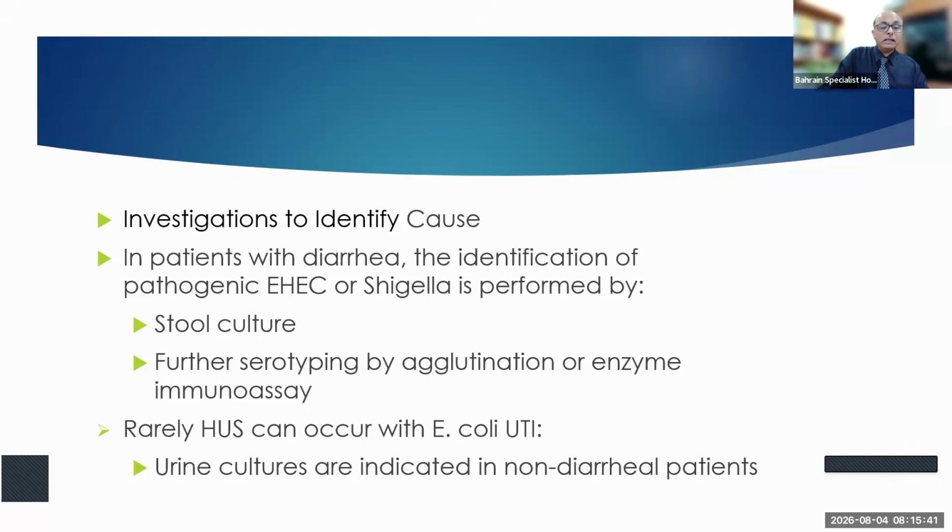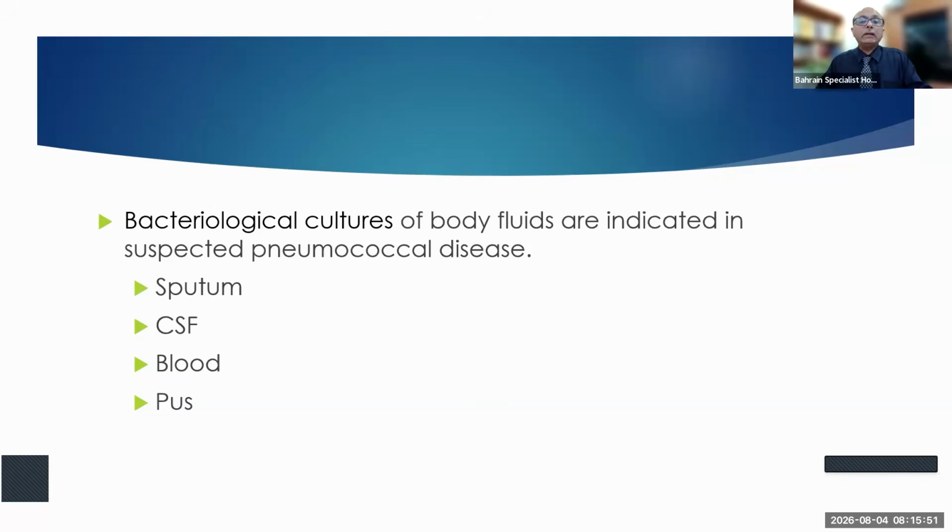Urine cultures are indicated in non-diarrheal patients when there is no dysentery and you suspect HUS. Bacteriological culture of body fluids is indicated in suspected pneumococcal disease, which is treatable, and early use of antibiotics in this kind of condition will prevent HUS in future. So we can do culture for sputum, CSF examination, and blood culture to rule out any other septicemia or DIC, or culture for the pus.